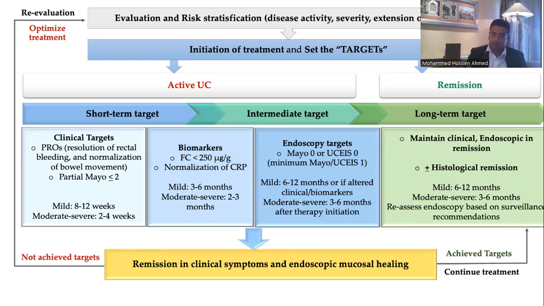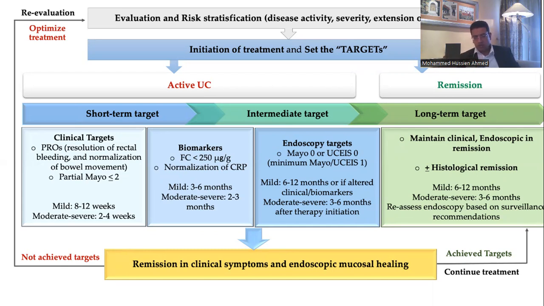Also, evaluation by endoscopy may be needed, and the endoscopic Mayo score usually needs to be 0, and the ulcerative colitis endoscopic activity index 0. Minimal Mayo and UC endoscopic activity index 1. In this case, we follow the patient every 6 to 12 months if they have mild disease, and if they have moderate to severe disease, every 3 to 6 months after therapy initiation.